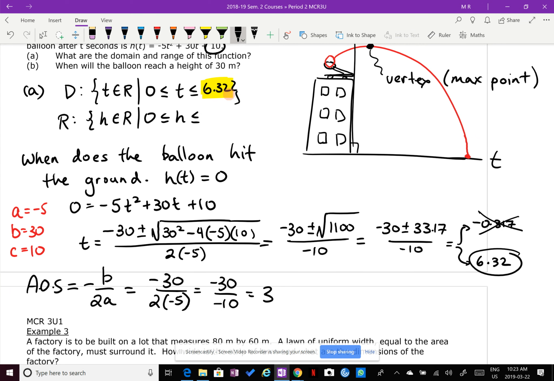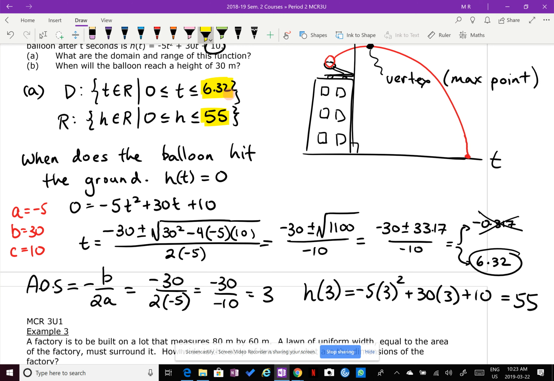Okay, and so after you get the axis of symmetry, substitute it into your equation to find the maximum height. So the height at t equals 3 will be negative 5 times 3 squared plus 30 times 3 plus 10, and that's going to equal 55. So 55 is my maximum height. I put that into my range, and that completes my domain and range. So that's part A.